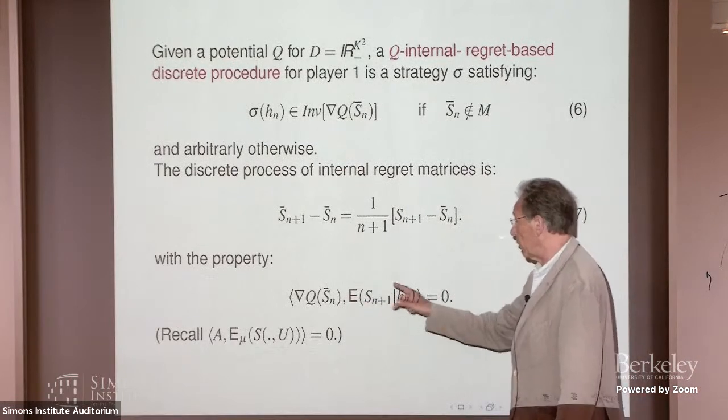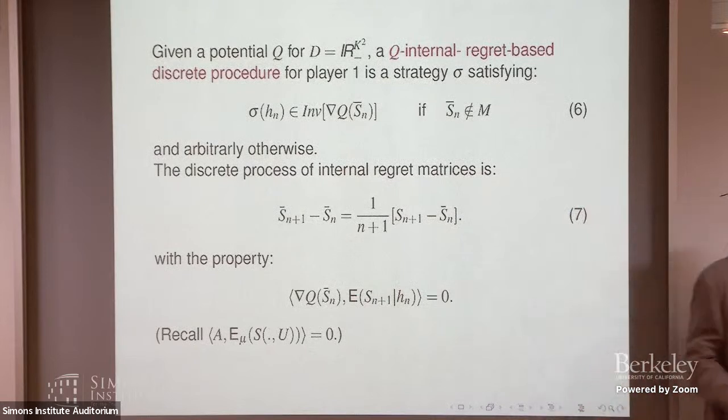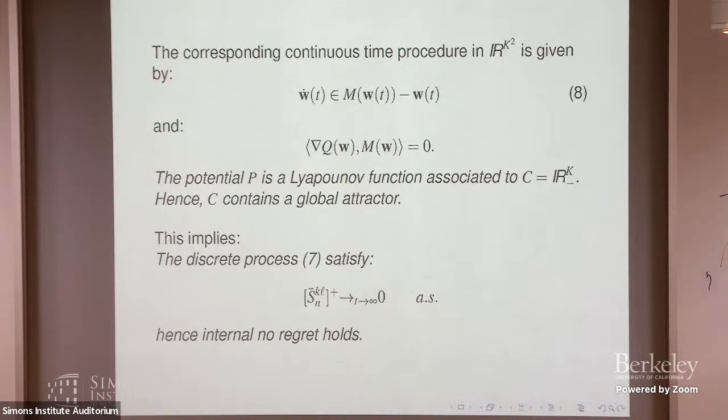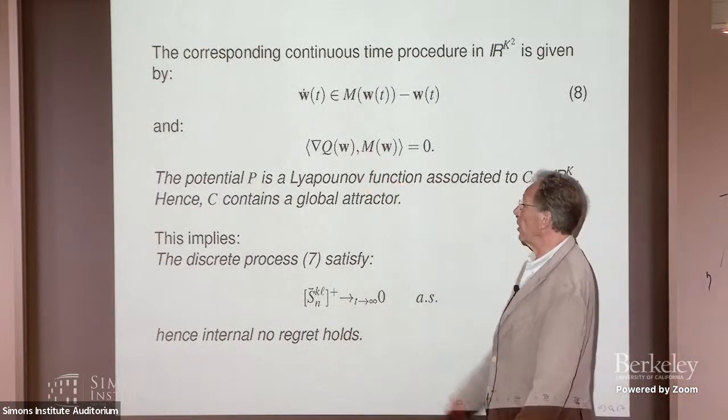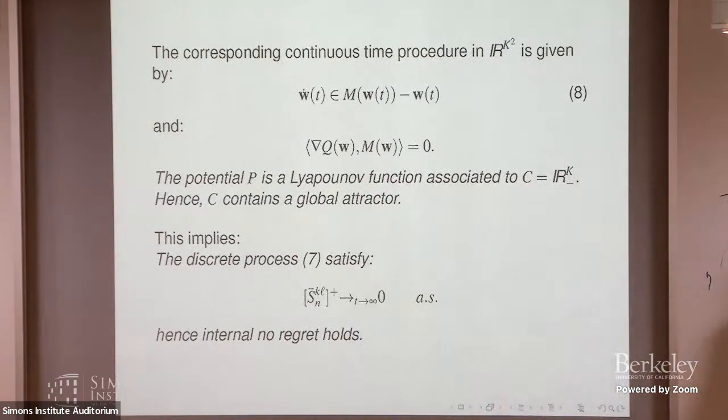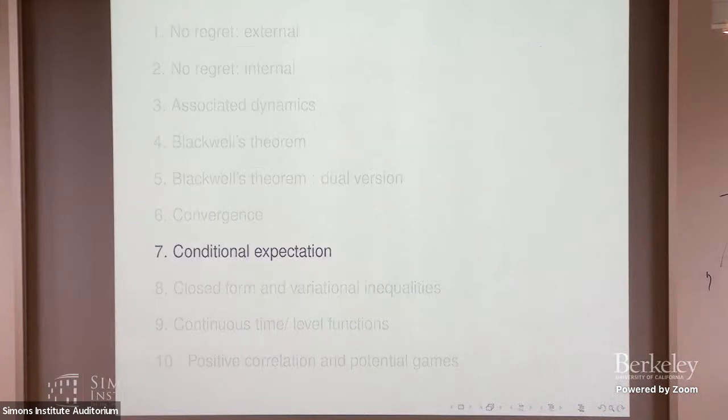Now this is a product of matrices. So you have exactly the same property with the new potential. So this is the use of Blackwell's theorem to prove the fact that the internal or external no-regret vanishes.